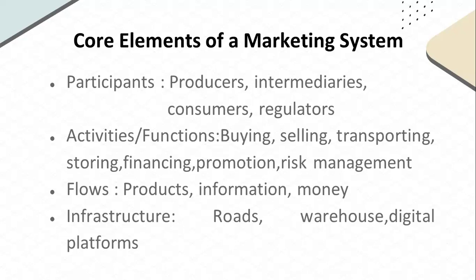So now you know who the participants or the people in this marketing system are, the activities or the functions taking place in the marketing system, and what the flows happening in the marketing system are, right? Then we have the infrastructure in the marketing system. What do you mean by infrastructure?